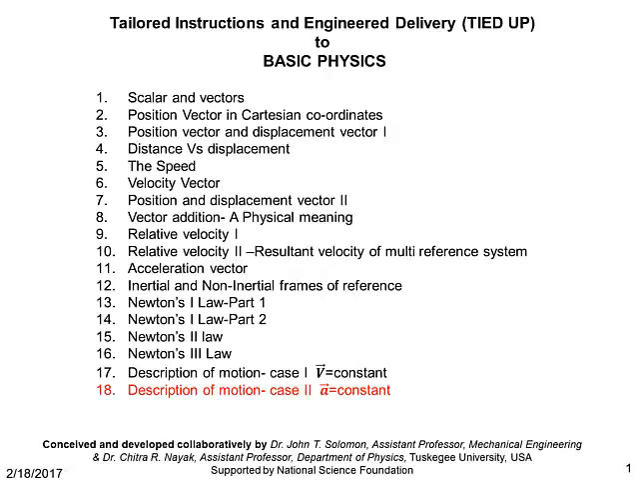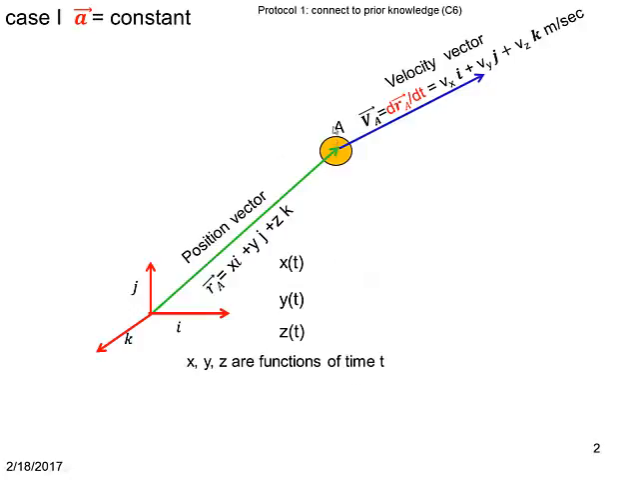Hello and welcome back. In this video, we analyze motion of an object with a constant acceleration. Consider an object A moving with the constant acceleration whose position vector at any instant is given by r_A equals xi plus yj plus zk, where x, y, and z are functions of time.